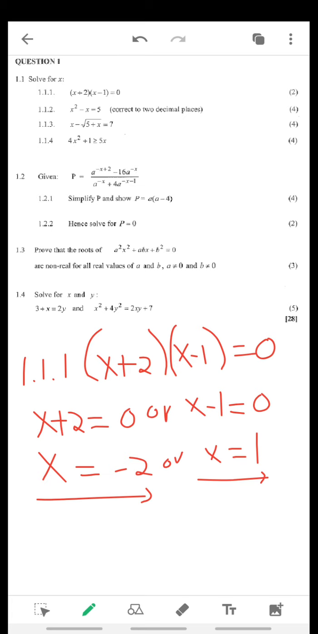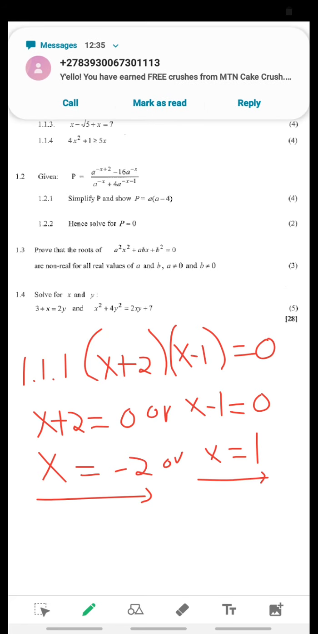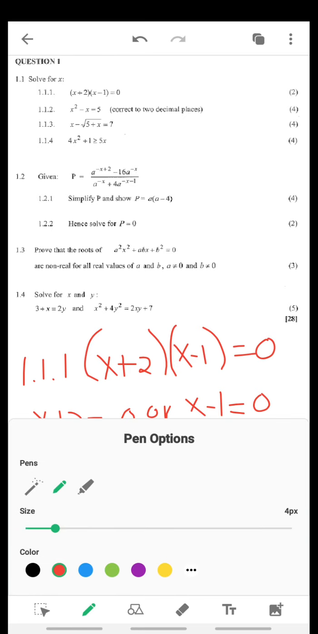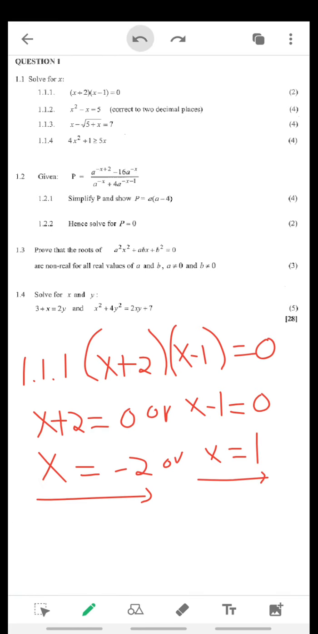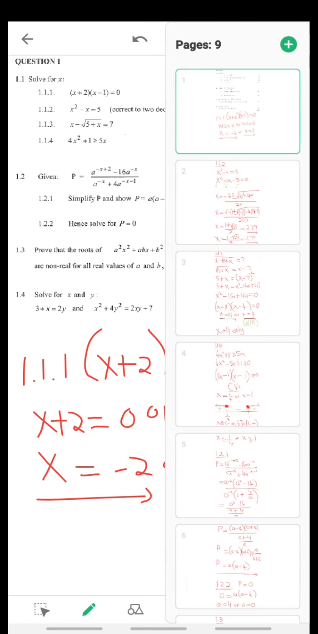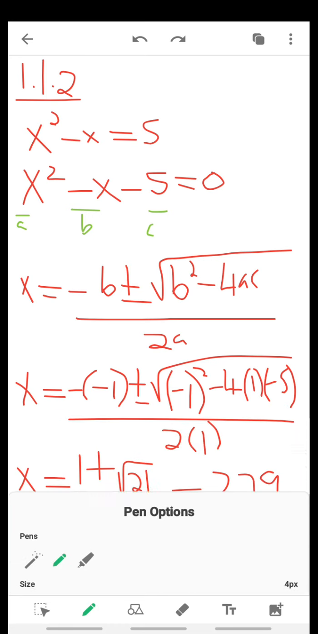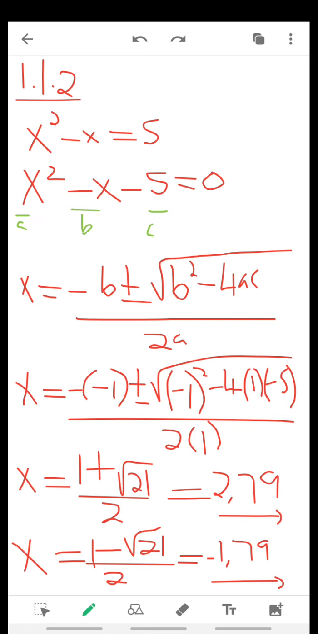Then 1.1.2, we've got x squared minus x equals 5, and we are told to correct to 2 decimal places. This is a hint that you must use your quadratic formula. By transposing the 5 to the left hand side, we get what we call the standard form. This is the standard form of the equation.